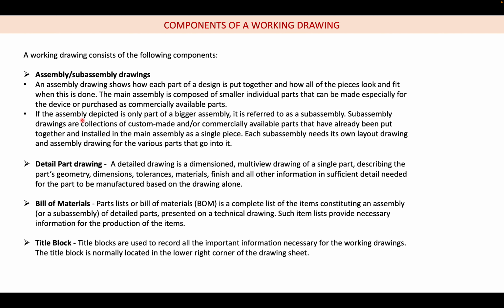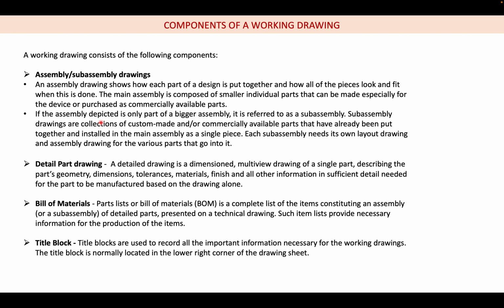Sometimes the assembly itself could comprise many sub-assemblies, as indicated here. Sub-assemblies could be a collection of parts which are either custom made or commercially available. Those parts are put together to create a sub-assembly, and there could be many sub-assemblies which are then assembled together to make up the main assembly. Each sub-assembly needs its own layout drawing and assembly drawing.